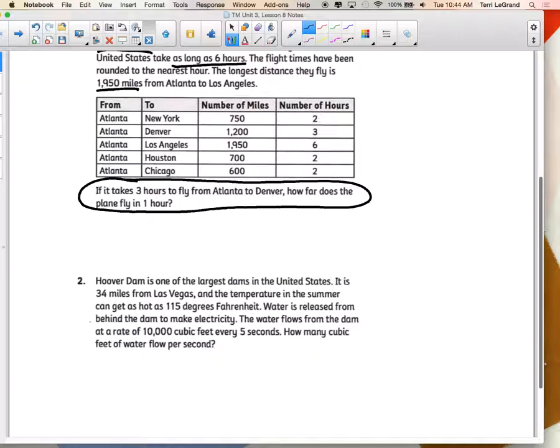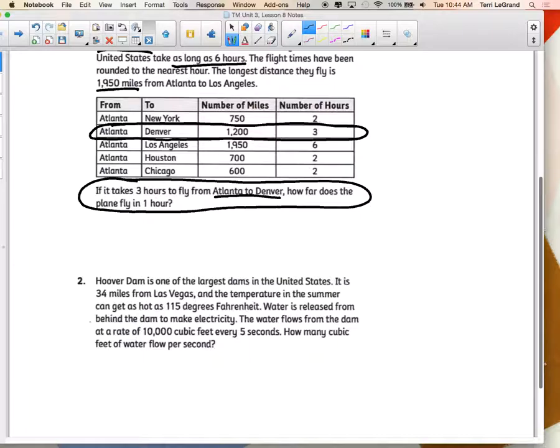How many miles was this flight? So we're going to go up to the table and look for Atlanta to Denver, and circle that in our table. And sure enough, in the table it does say it took 3 hours, doesn't it? And now the table gives us some more information that will be helpful. It also tells us how far it is. So how far is it from Atlanta to Denver? Class?